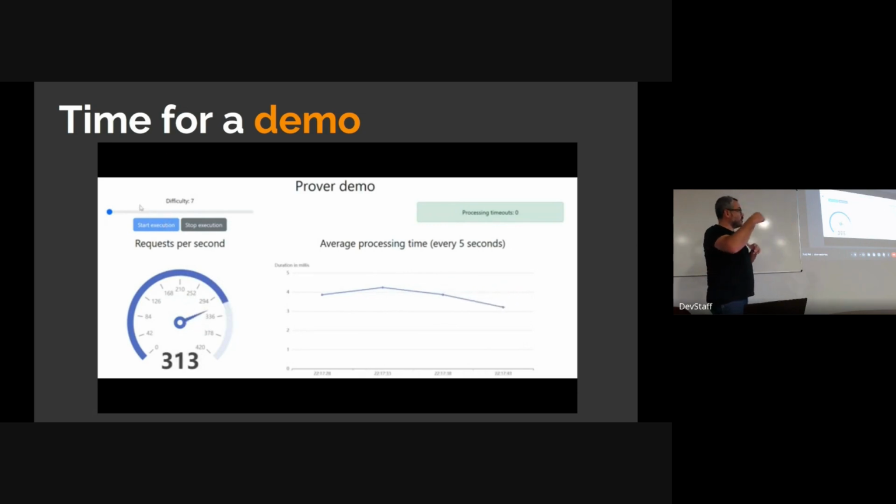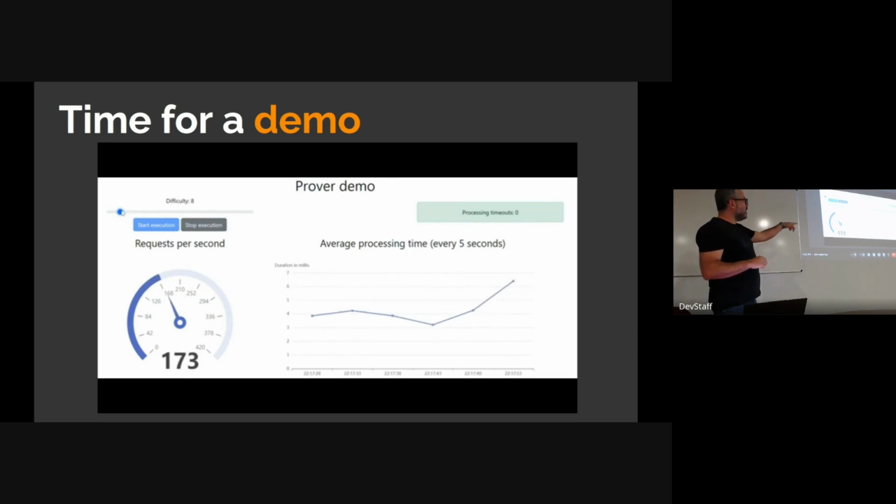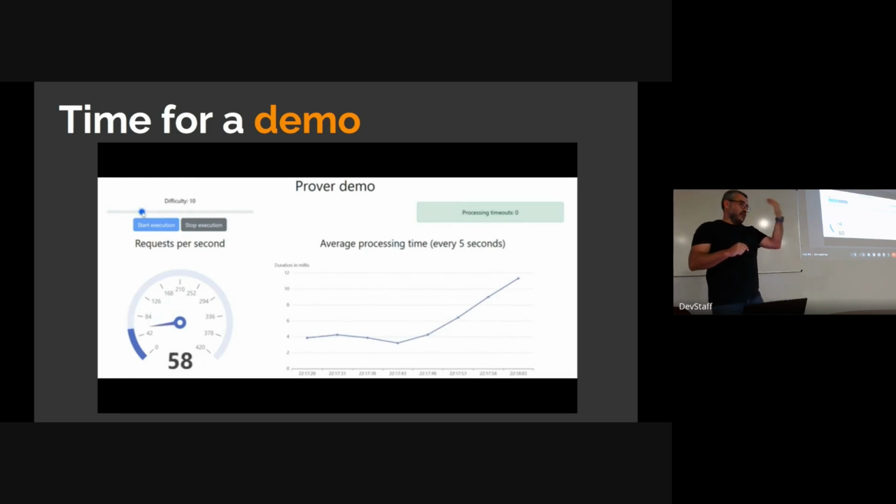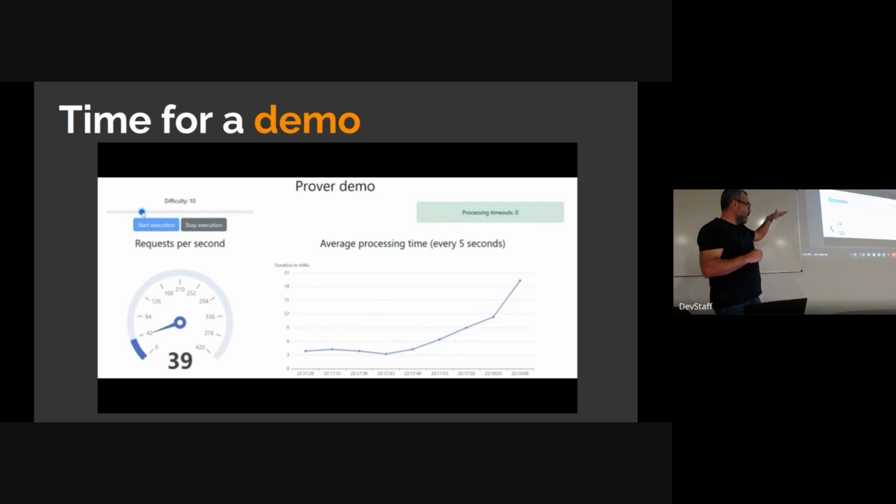And then you can see I increase the difficulty. Now difficulty is 7. What does it mean? It means that I want to have 7 zero bits. And as you can see, it could handle about 400 requests per second. And as I increase the difficulty, the problem becomes exponentially worse. So I am able to lower the number of requests. Here we can see the number of requests.